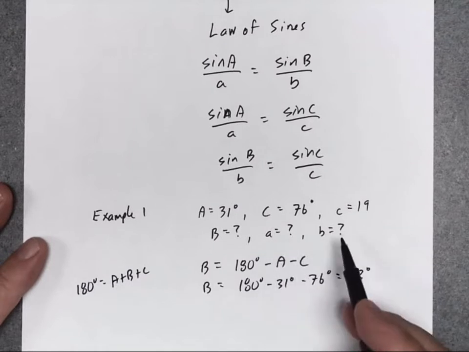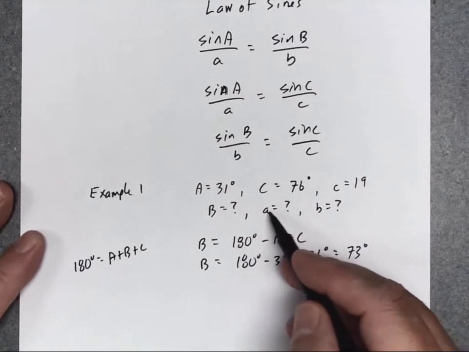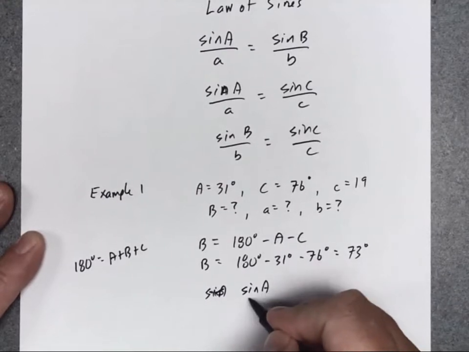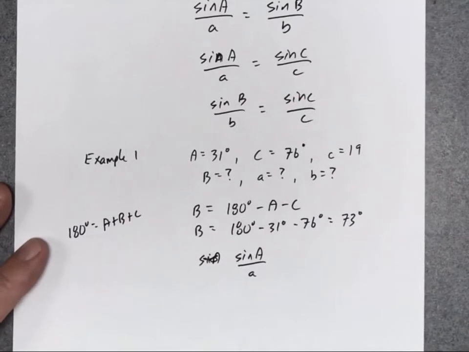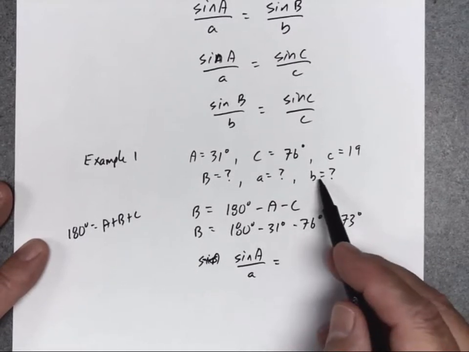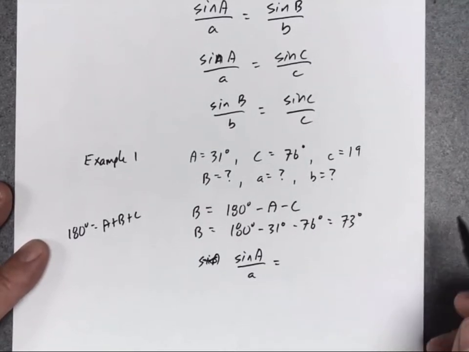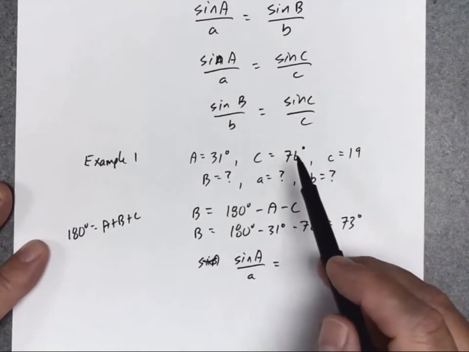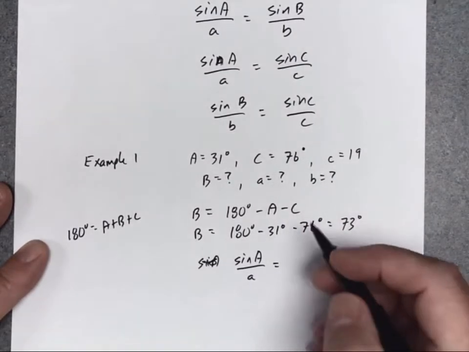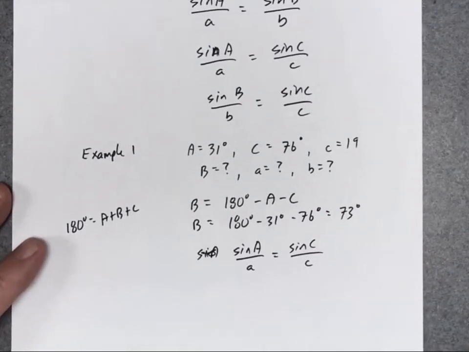Now I need to figure out these two sides, and this is where I'm going to use the law of sines. If I need to figure out side A, obviously I'm going to use a law of sines that involves sine A over A. Now you might wonder, should I do it with B or C? Well, if I do it with B, I'm going to be in trouble because I don't know side B. I have to do it with the letter that I know both the angle and the side. I know angle C, I know side C, so that's what I'm going to use for my law of sines.